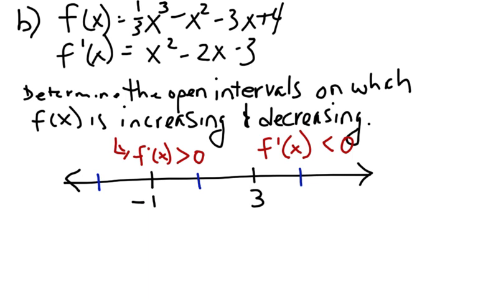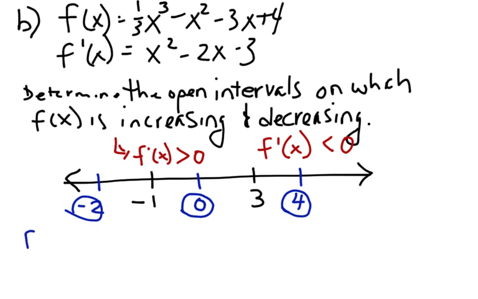So, a number smaller than -1 might be -2. That would be the first one I want to test. One between -1 and 3 that's usually pretty easy to plug in would be 0. I might have chosen 1 instead. It doesn't matter. Any number in that range is fine. And I need a number bigger than 3, so I'll just choose 4. So these are my three numbers that I'm going to test. So how does this work?